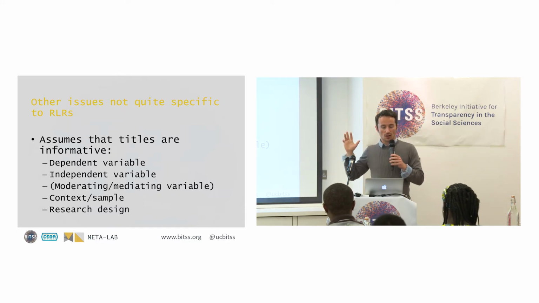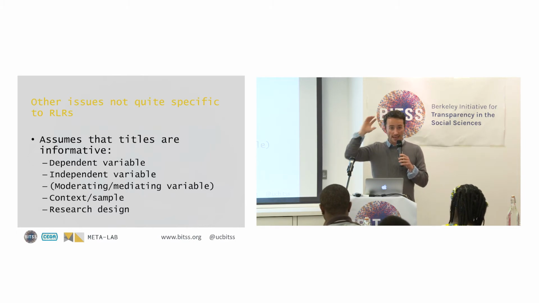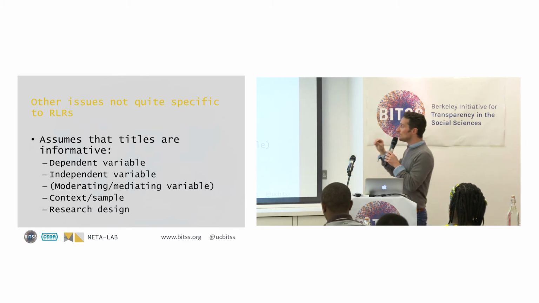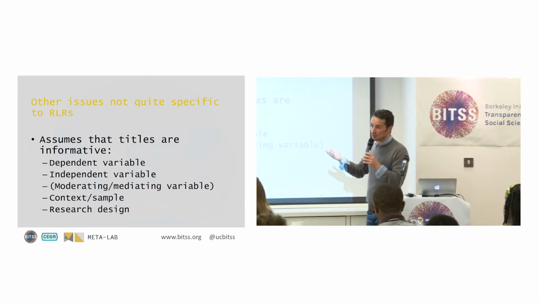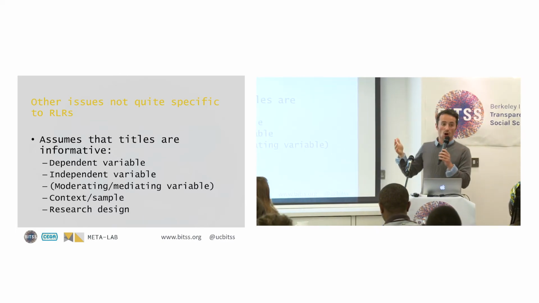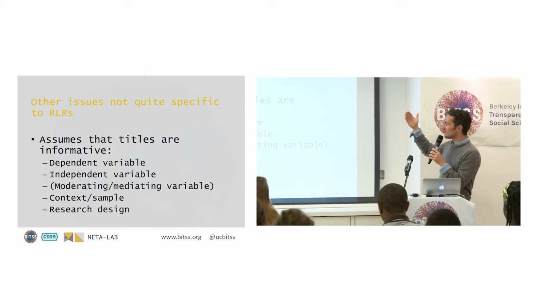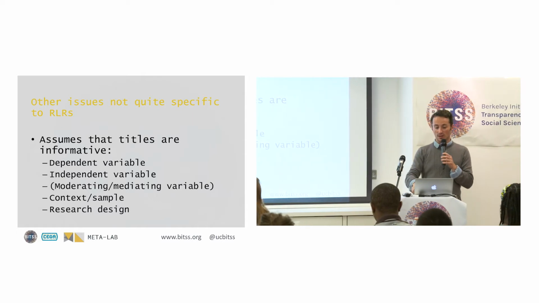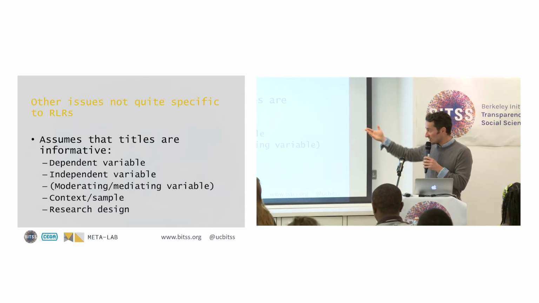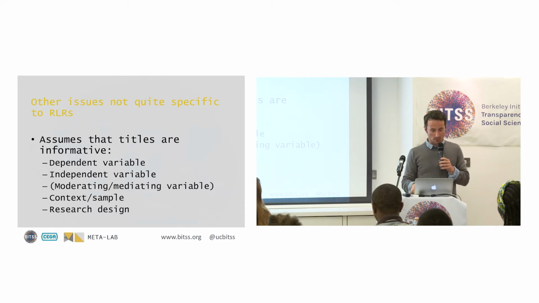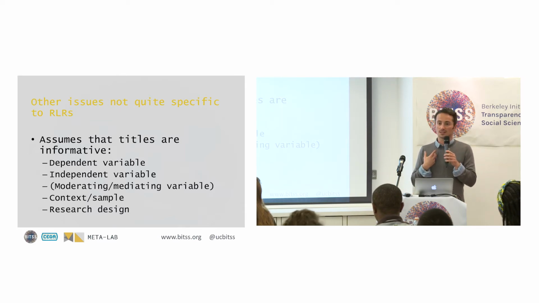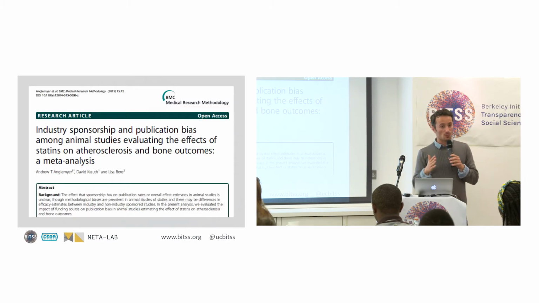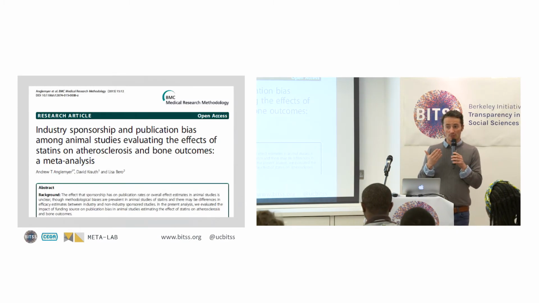Other issues that are not specific to reproducible literature reviews, but to any literature review, is that this methodology assumes that titles are informative, i.e. you get a lot of information about what the study does. For example, you might want to get this type of information, and in my experience, a lot of titles are not informative. And I just wanted to give you an example of a title that I find quite informative.